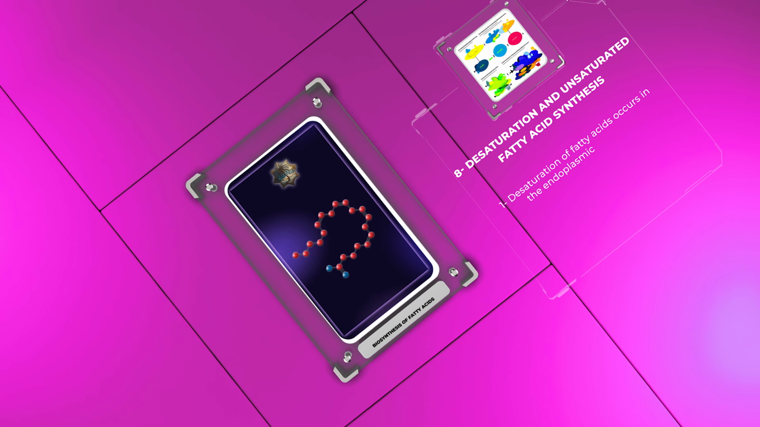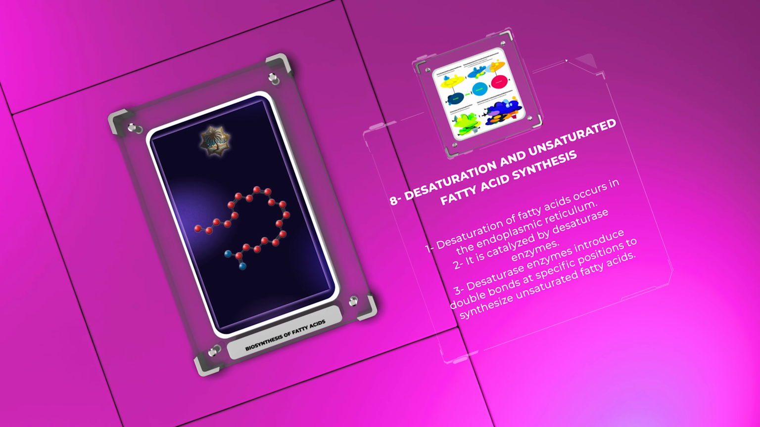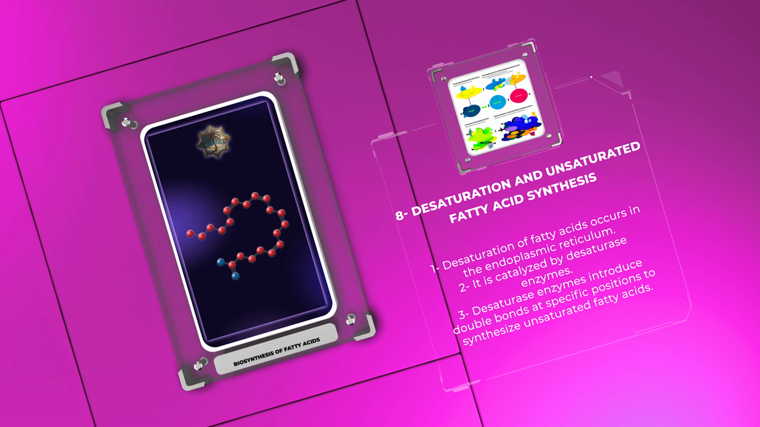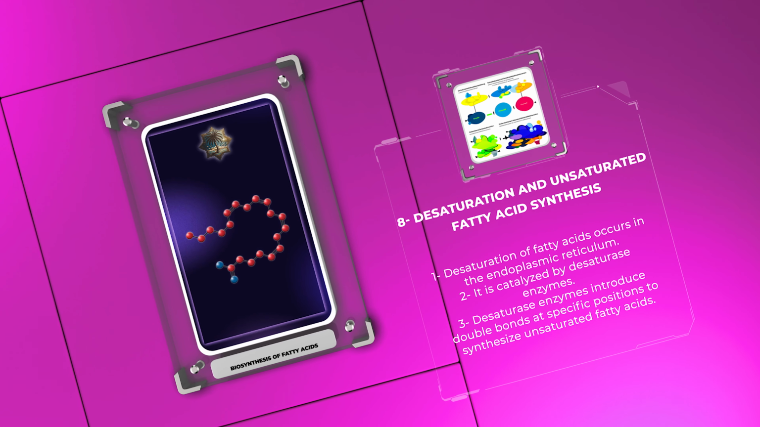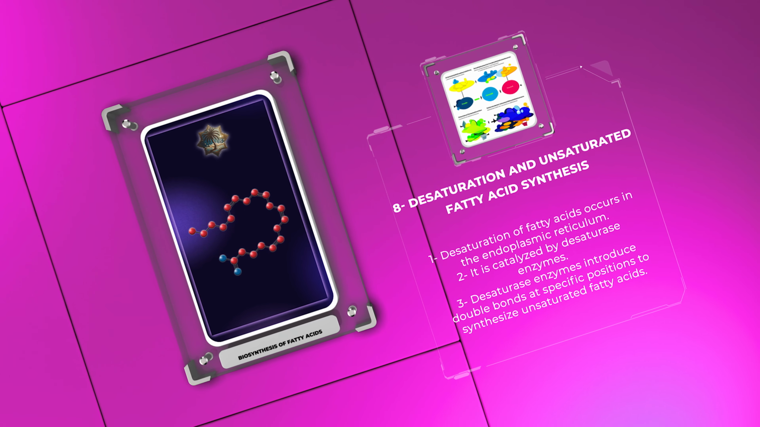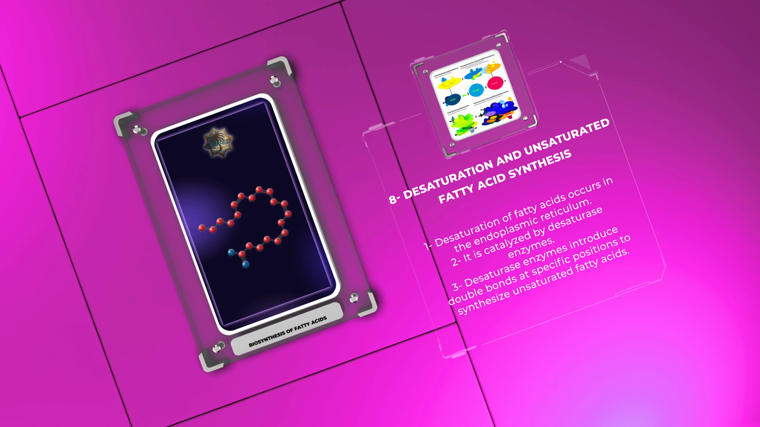Desaturation of fatty acids involves the introduction of double bonds into the hydrocarbon chain. This process occurs in the endoplasmic reticulum and is catalyzed by desaturase enzymes. These enzymes introduce double bonds at specific positions, leading to the synthesis of unsaturated fatty acids. Unsaturated fatty acids are crucial for membrane fluidity and serve as precursors for various bioactive lipid species.